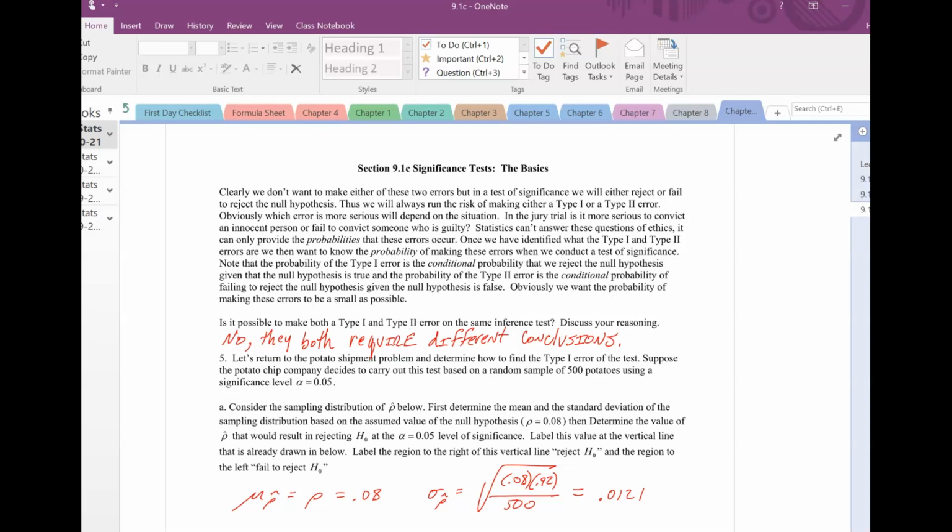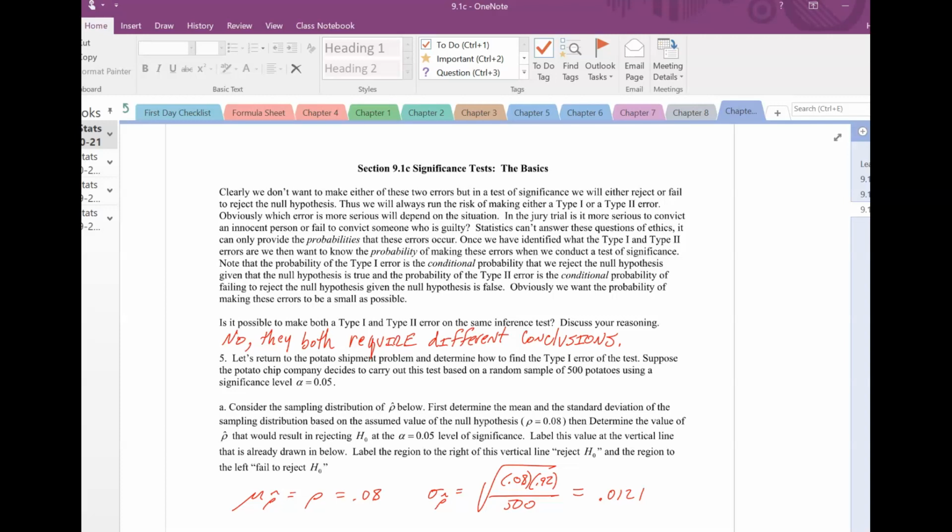Clearly, we want to make the probabilities of coming up with these errors as small as possible. Potentially, there might be one error that's more serious, and we're more focused on minimizing the probability of making that error. Is it possible to make a type 1 and a type 2? It is not possible to make both at the same time because they are both dependent on different conditions. In one condition, it's dependent on the null hypothesis being true. The other, it's dependent on the alternate hypothesis being true.